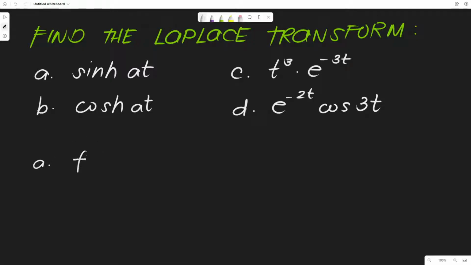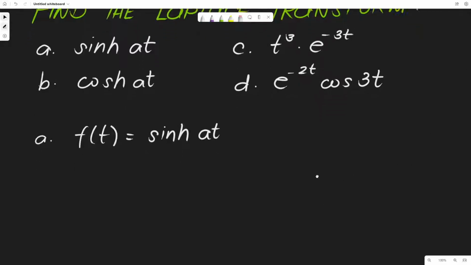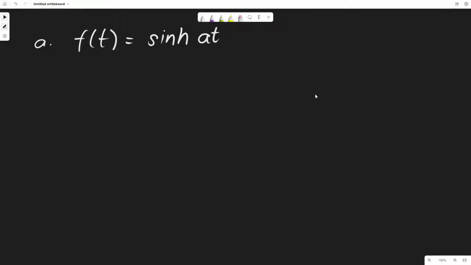f of t is equal to sinh at, or the hyperbolic sine at. So, going back to our complex analysis, babalikan natin ang ating complex analysis. If let's say I have hyperbolic sine x, ano yung definition ng hyperbolic sine x? 'Di ba this is equivalent to e raised to x minus e raised to negative x all over 2. Okay? So, yan yung definition ng ating hyperbolic sine x.